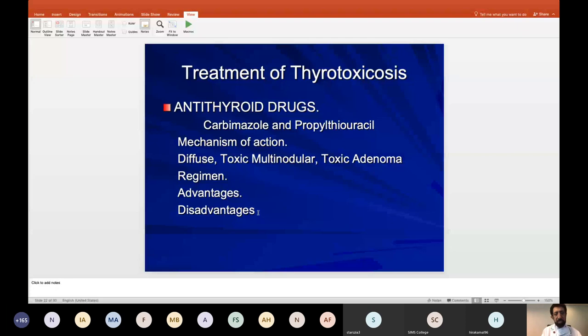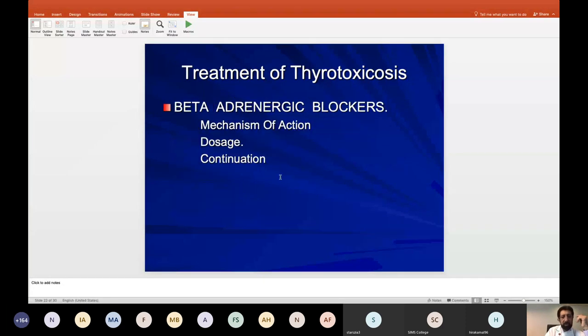And the disadvantage is that the drugs themselves are toxic. They have a lot of toxicity, ranging from bone marrow suppression to toxicity to the liver and to the brain as well. So there are disadvantages of antithyroid drugs, but the advantages are much more. We are aware of people who will get bone marrow suppression or a suppression of their immune system. So the moment they start developing symptoms of suppression of the immune system, we stop them and we resort to other kinds of drugs.